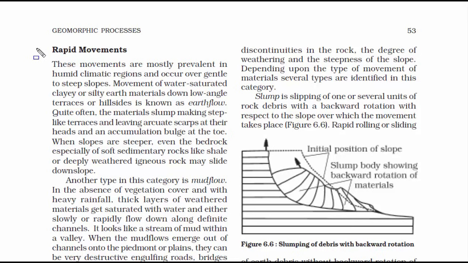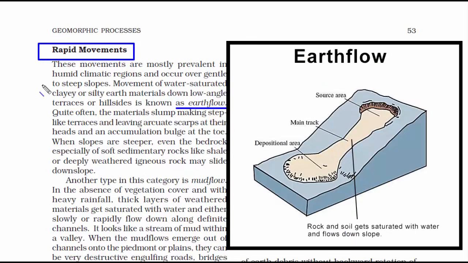Now we will read about rapid mass movements. By the name you can understand that the movement of earth materials is going to be rapidly fast. We have three types of rapid movements, and the first one is earthflow. In this type of rapid mass movement, massive amounts of soil and rock material get saturated with water and flow down the slope under the pull of gravity.